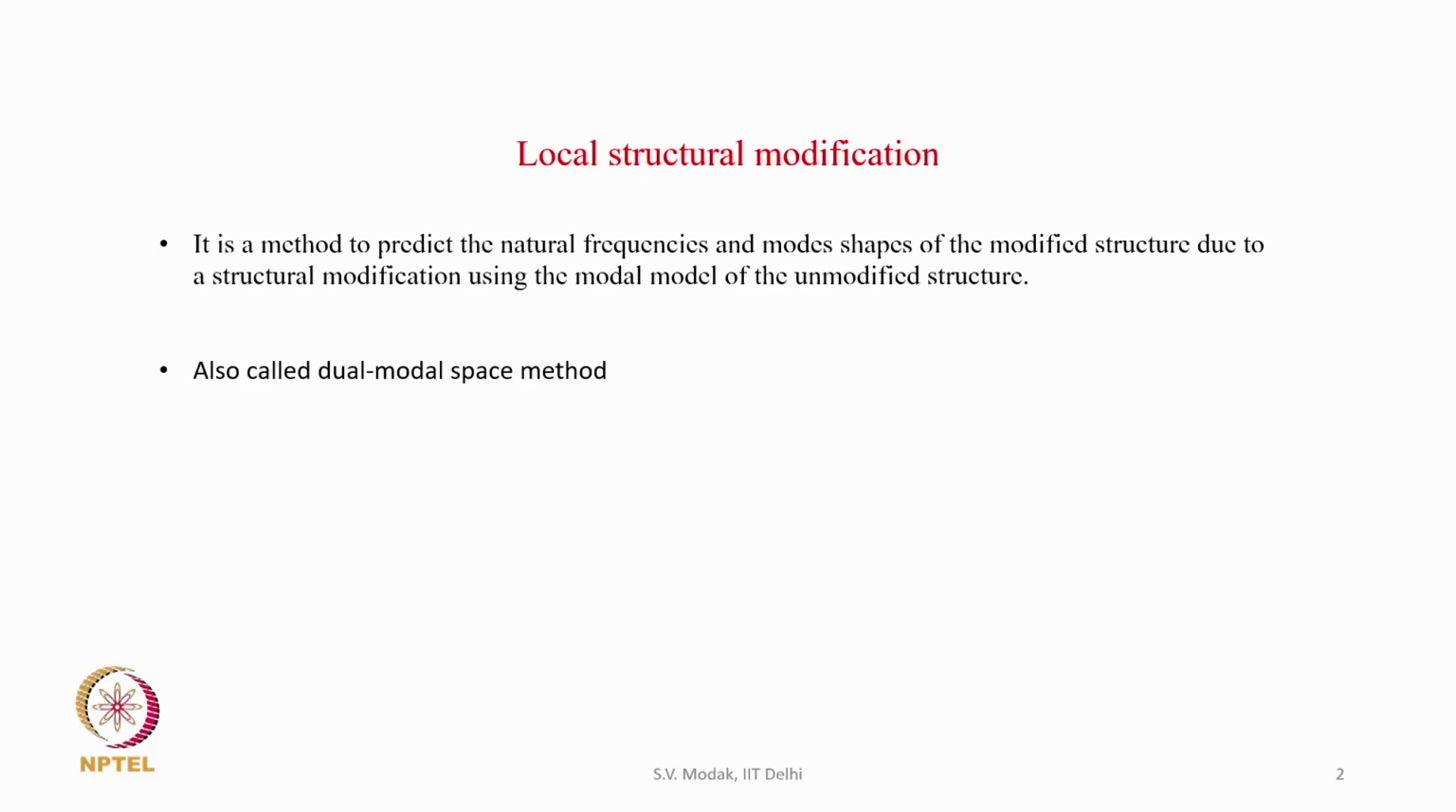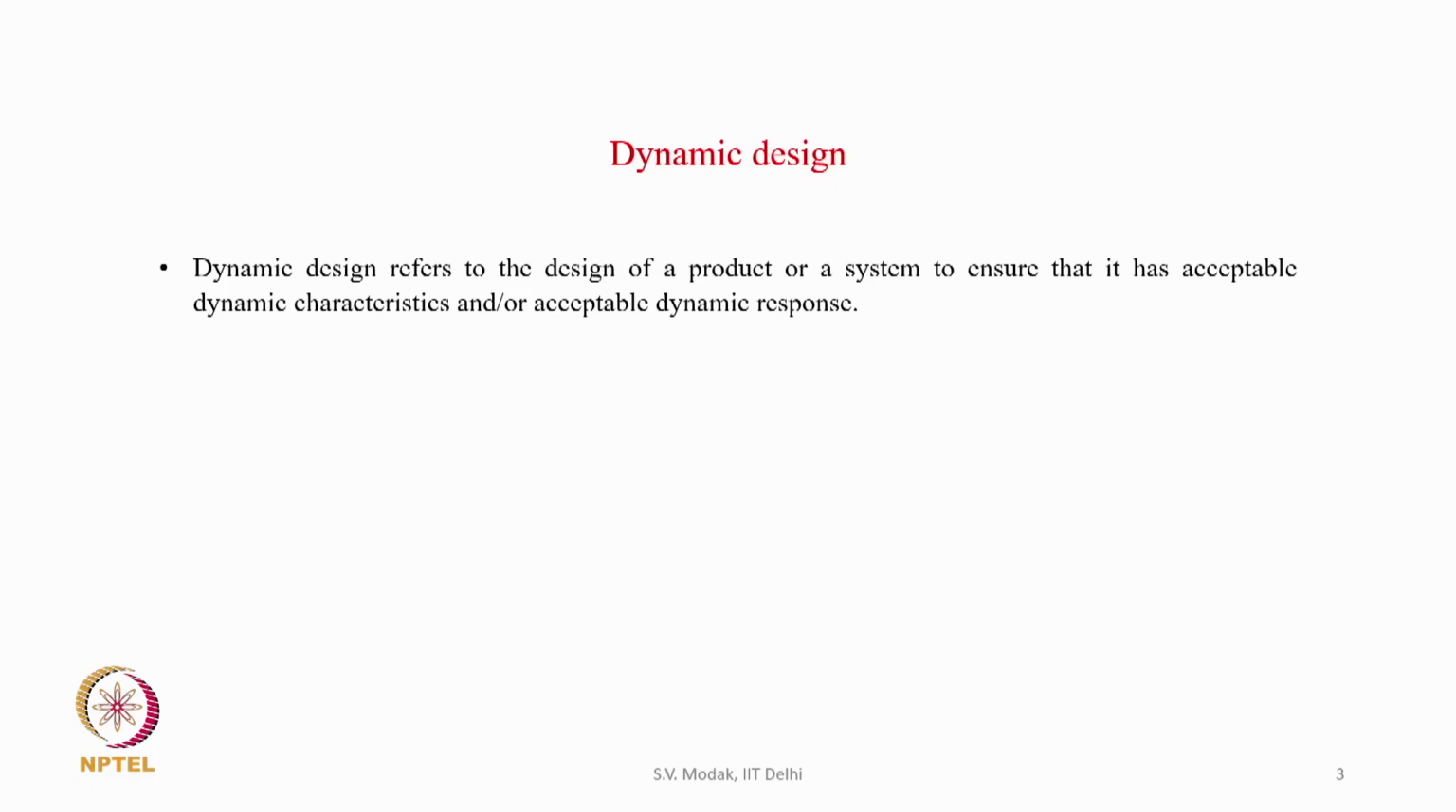This method is also called the dual model space method. When we study its formulation, we will be able to understand why it is called the dual model space method. Now the question is, what is the application of this capability to predict the effect of structural changes on the dynamic characteristics? This will be useful in the process of dynamic design.